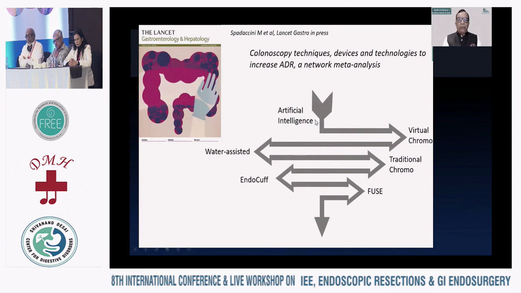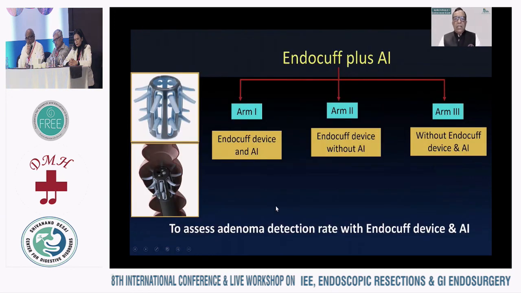But can we improve our results by using a combination? So we have started another study in our department in which we have 3 arms. In one we are using Endocuff. Endocuff, as you know, is a device which you put on the distal end of the colonoscope, and these flanges will flatten the folds while you are withdrawing the scope, thereby visualizing the other side of the folds.